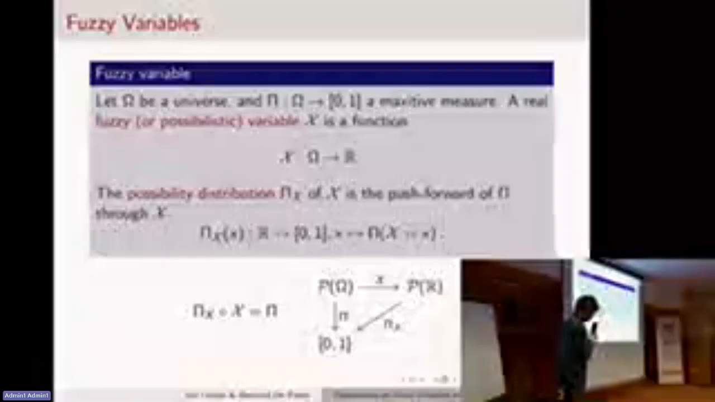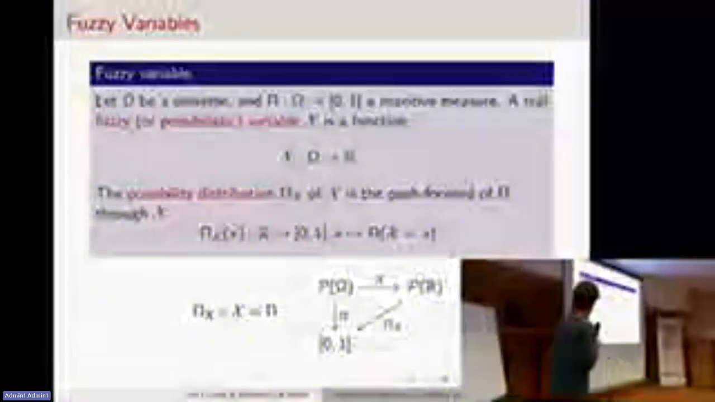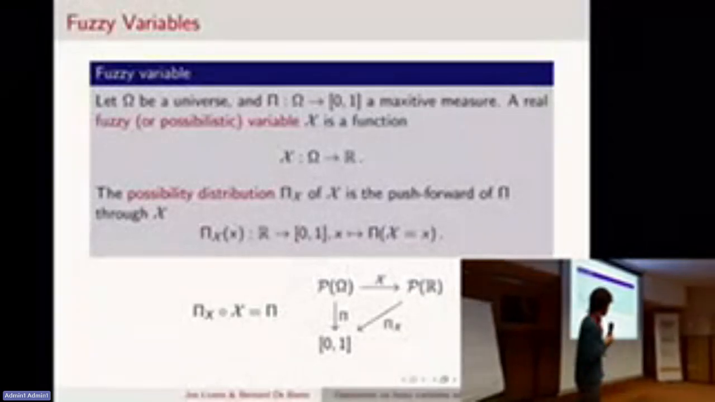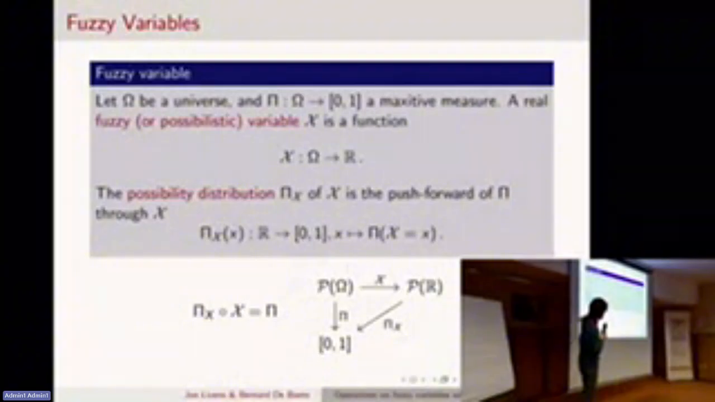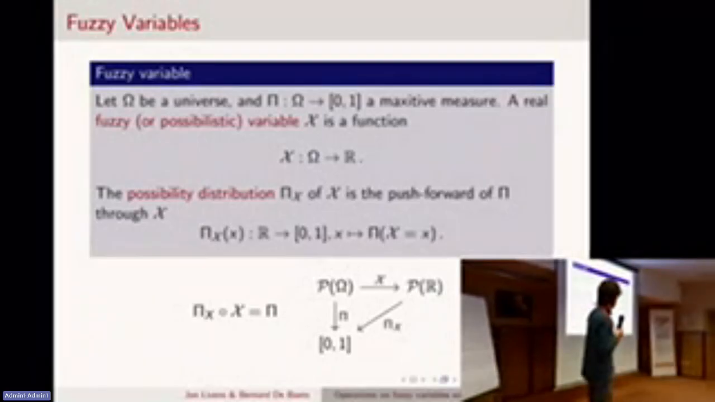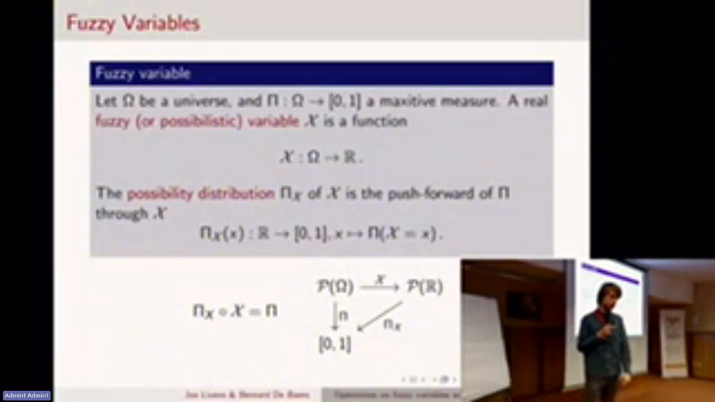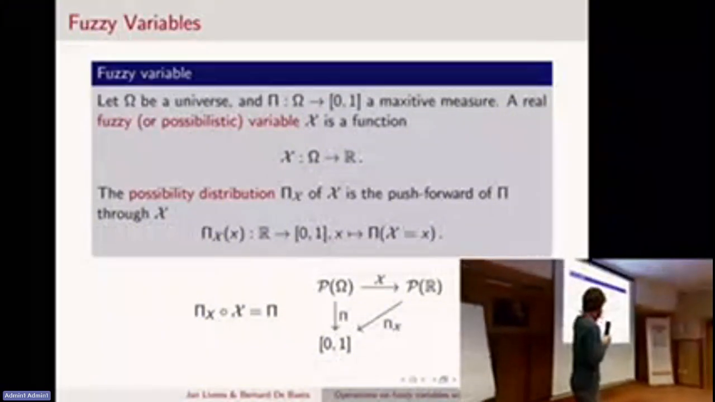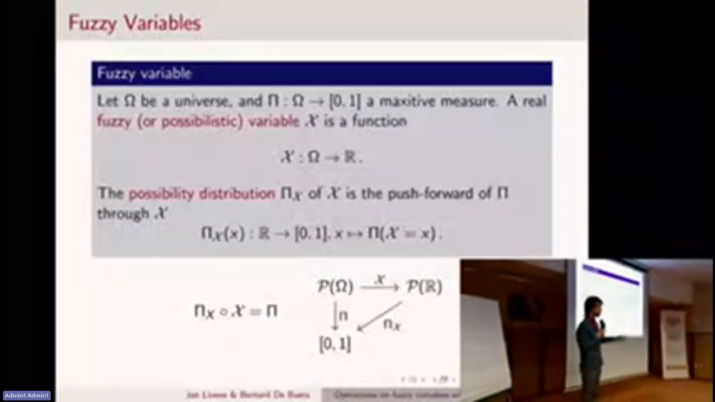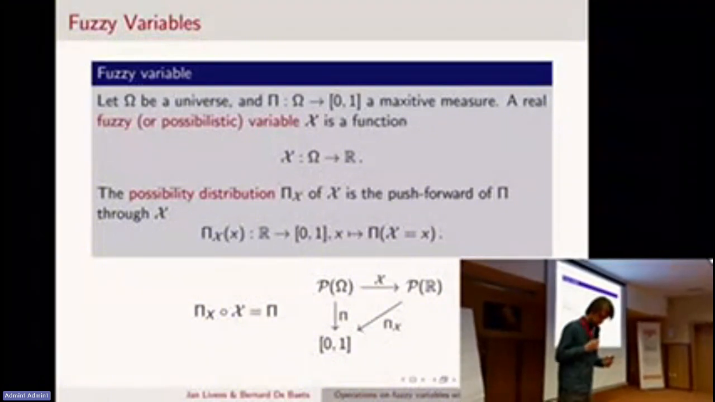Likewise, a fuzzy variable will have a possibility distribution, which is the push forward of the maxitive measure to our variable X. In particular, that means that the possibility distribution at the real number x will be the possibility of the variable taking the value x. This yields a kind of factorization of our total maxitive measure. We can express the total maxitive measure as factorized through our variable and its possibility distribution.